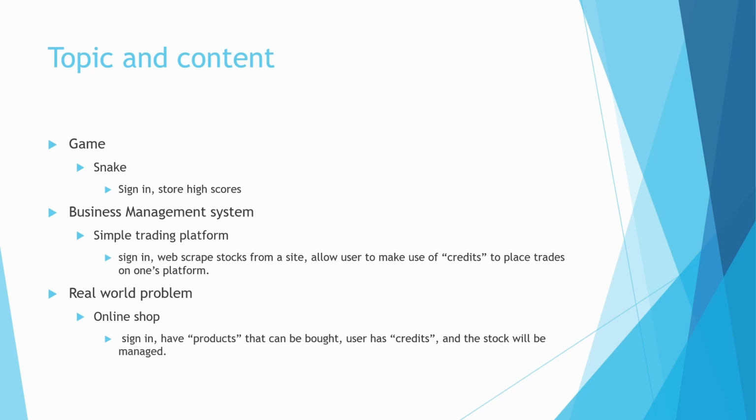The business management system is fairly not so simple, although I call it a simple trading platform. I guess the idea is simple, where a user can sign in. The program will have to make use of web scraping, which can scrape stock prices from a certain site, and then this can allow a user to make investments with credits on their account. I think this will be a good practice to do, but it might be a bit too complicated for the PAT. I would like to attempt that, and then maybe I'll do a recording and put it on the repo so that everyone has access to it.